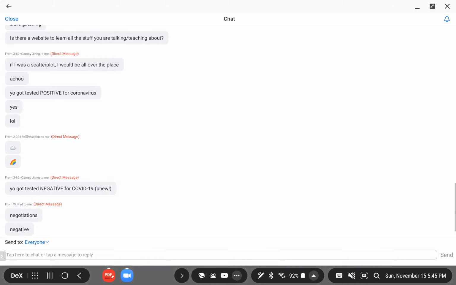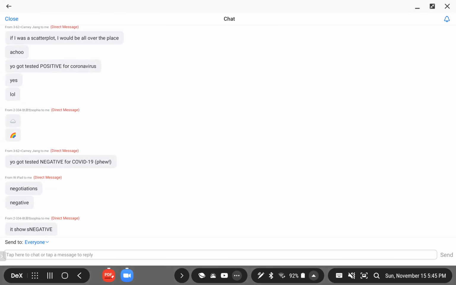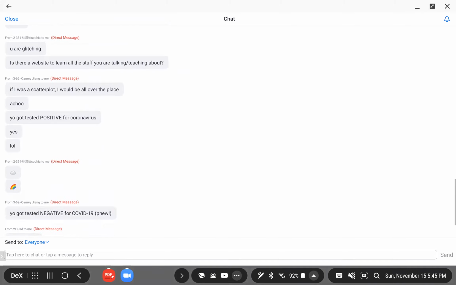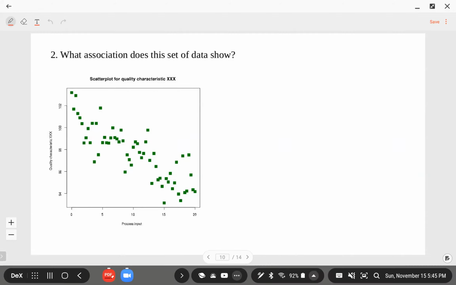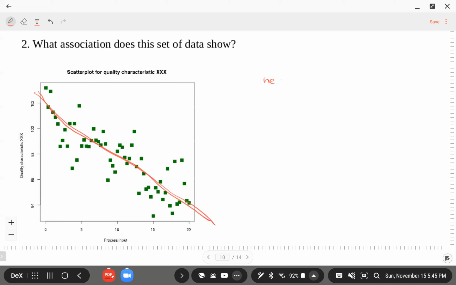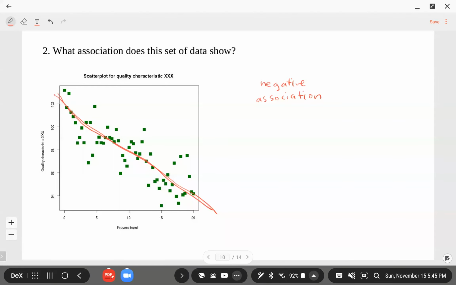Are there any more answers? Okay, Sophia says negative. Very good. Three answers. Very nice. And this is negative association. Put a line through here. My line isn't too perfect, but you see here, y values are decreasing while x values are increasing. So this is negative association.